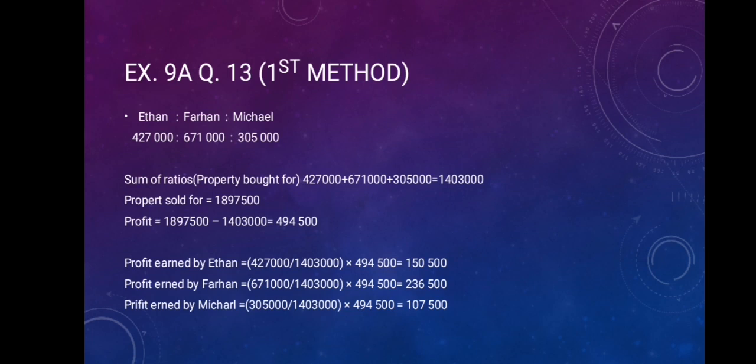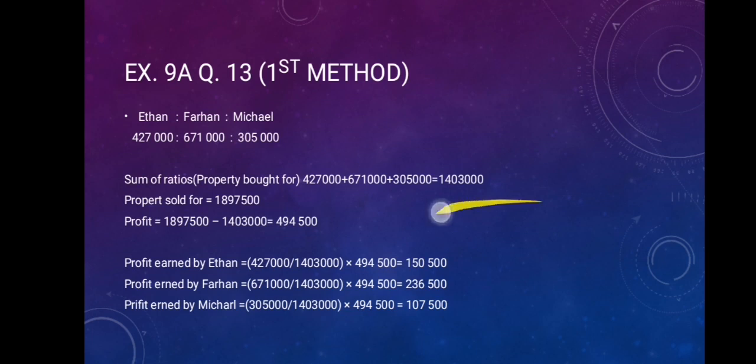In the same way, we can calculate the profit earned by Farhan by putting his ratio as numerator. In the same way, we can calculate the profit earned by Michael by applying the same method: you have to put his ratio as numerator, divide it by the sum of ratios, and then multiply it by the profit they have earned. This way you will be able to calculate the profit earned by all these three persons.